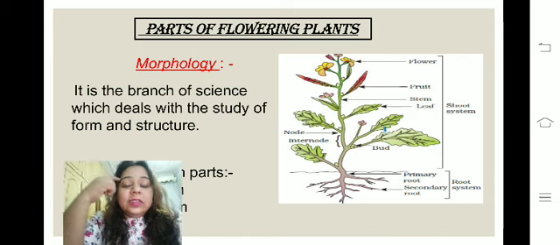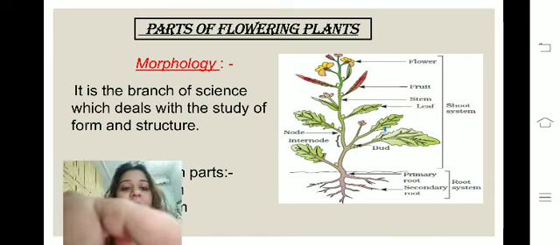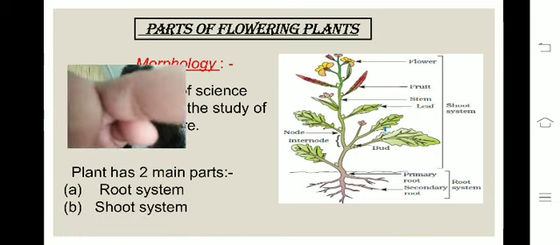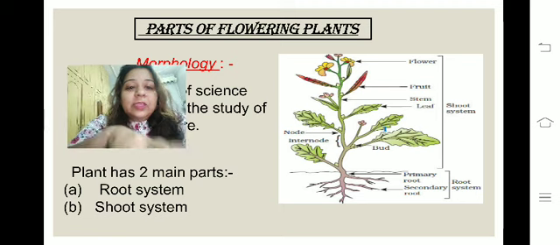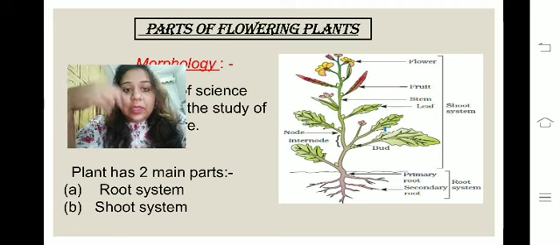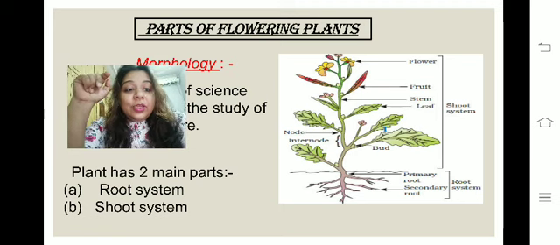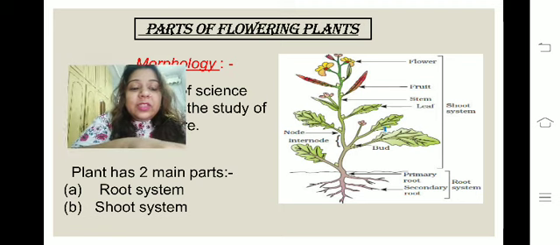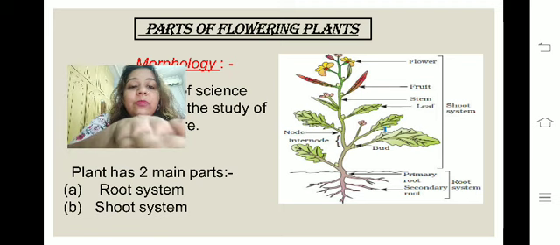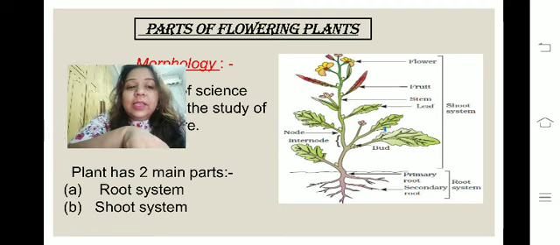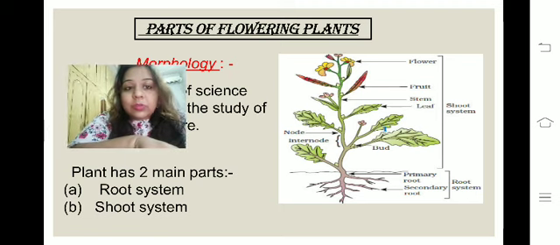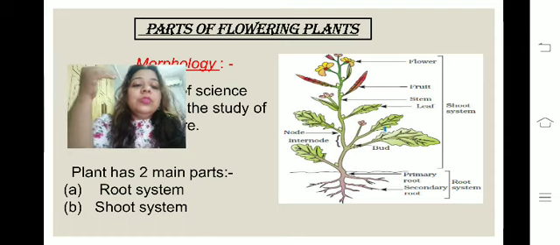As I have discussed in my previous video, flowering plants or any plant has basically two main systems. One is the root system and the other one is the shoot system. The root system, as you can see in the picture also, is the part which is present below the ground.